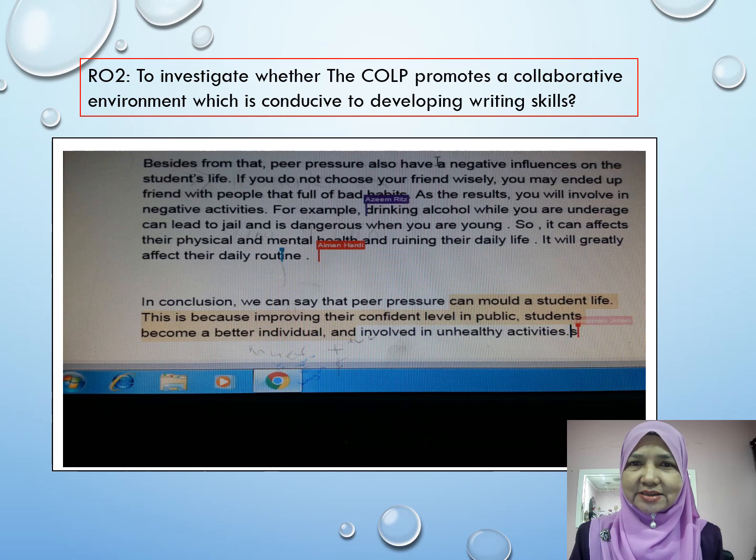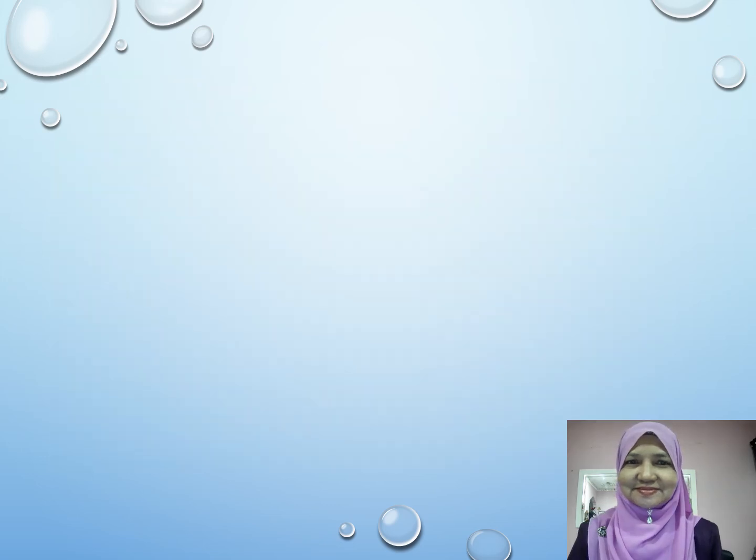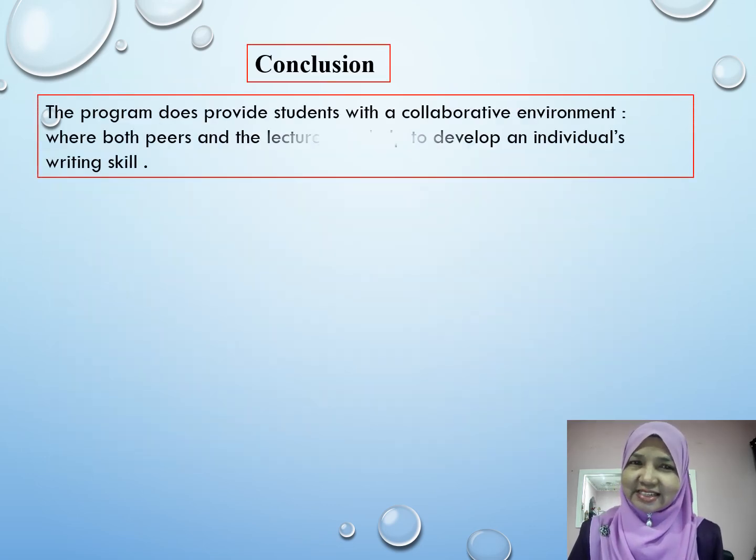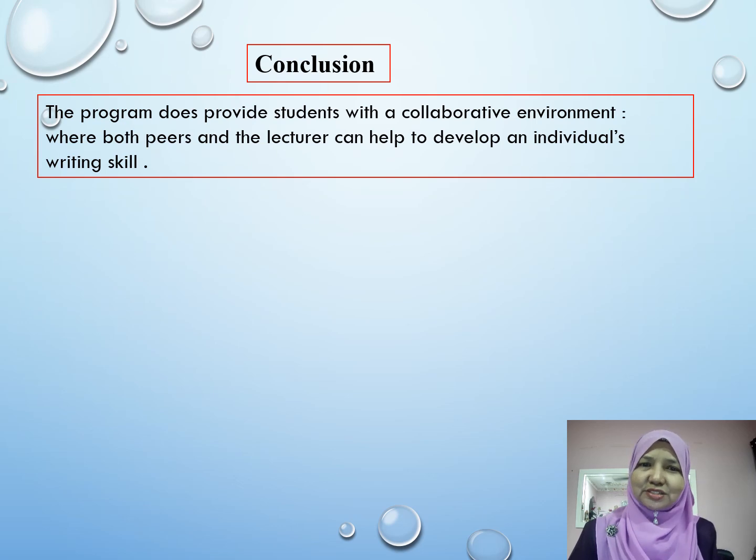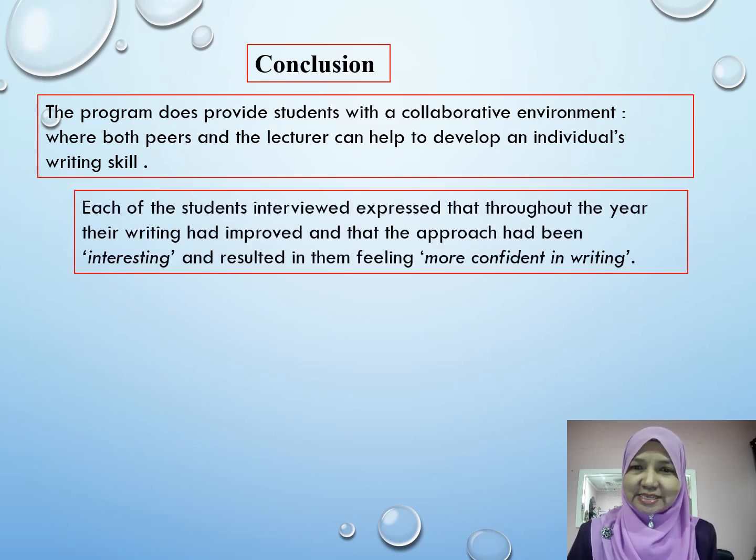The answer for this research objective can be found through the observation by the researcher from the beginning of the project. Key advantages of the collaborative environment that the usage of blended learning provided have already been discussed, and it can clearly be seen through the snapshot shared. As a conclusion, we can say that the program does provide students with a collaborative environment where both peers and the lecturer can help to develop an individual's writing skill.